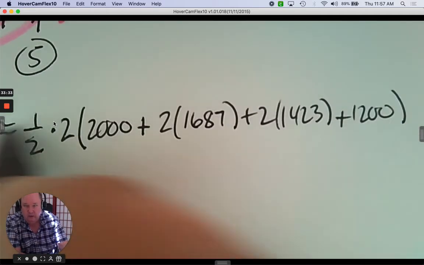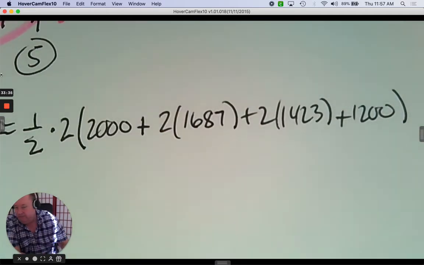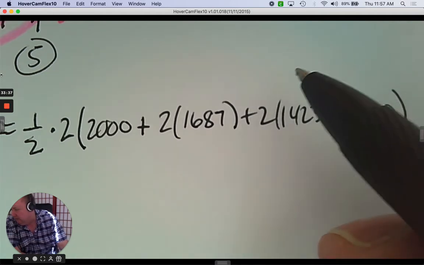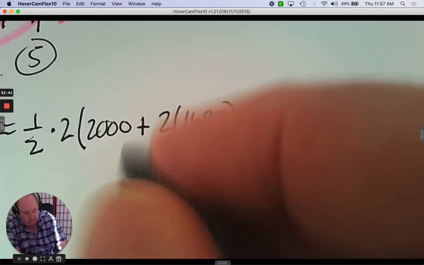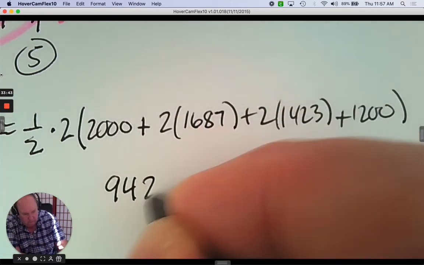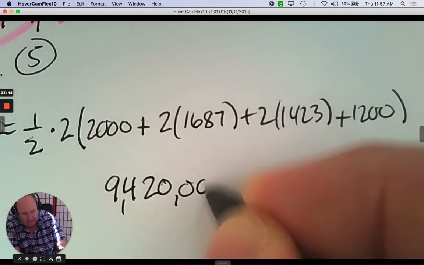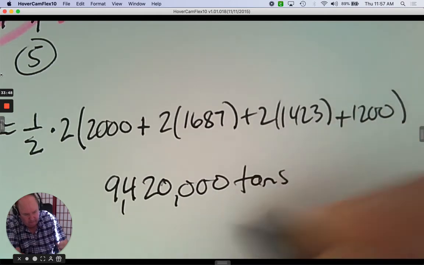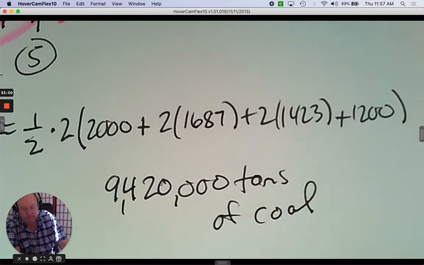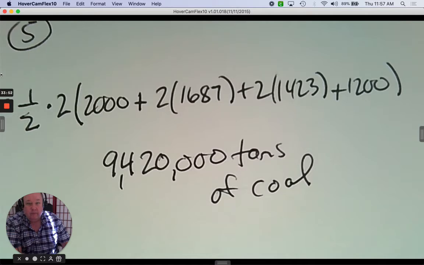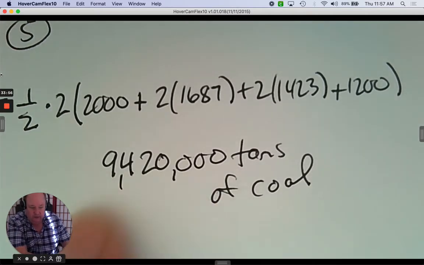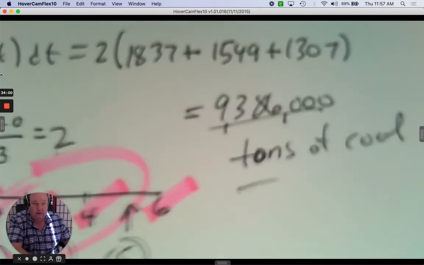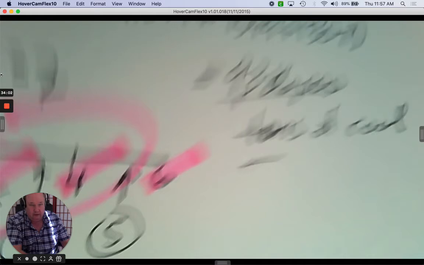And then you just put all of that in your calculator, and you should get the answer 9420. And then add 3 zeros to it. So there's the estimate of the amount of coal produced in those 6 years using the trapezoidal rule. This is the midpoint rule. So you can see the answer is just a little bit different.